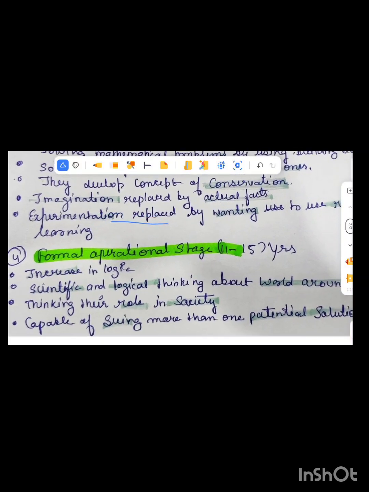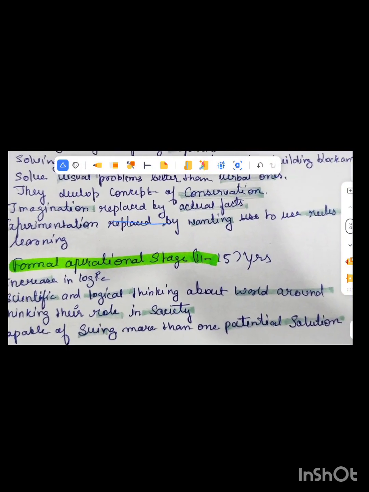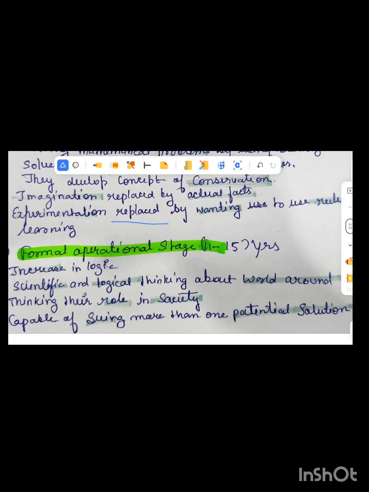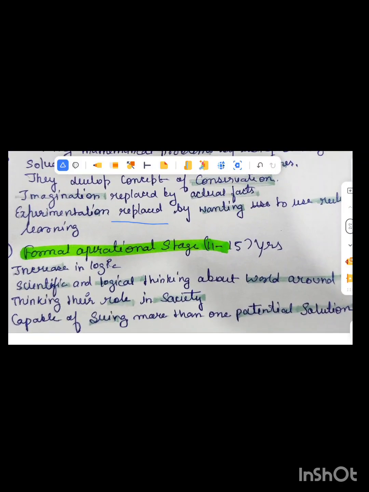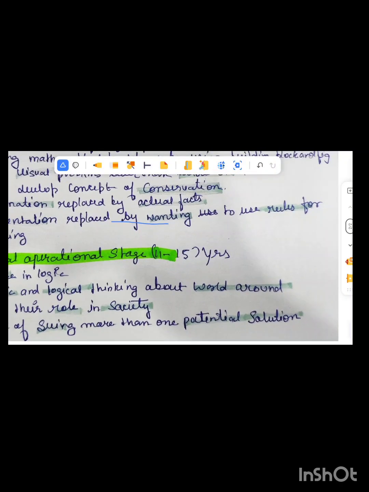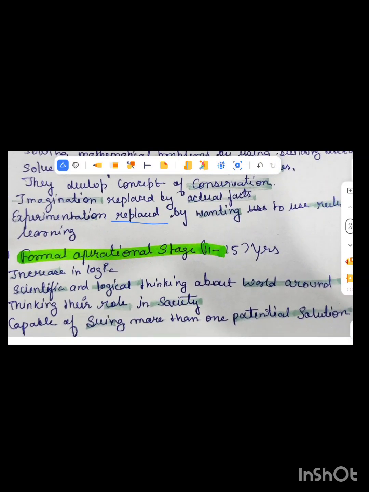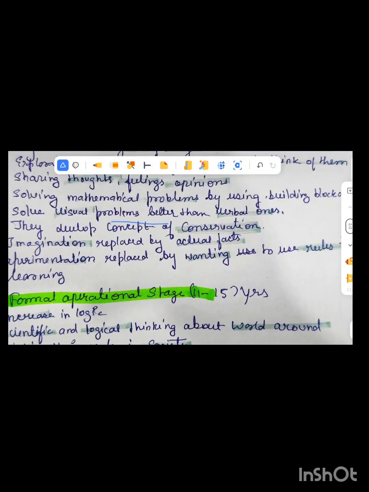Now the last stage is the formal operational stage, that is 11 to 15 years. Here the logic of the child increases, and the child starts thinking in a scientific and logical way about the world around him. He starts exploring the world in more different ways. He starts thinking about his own role in society. This is a stage where the child is capable of seeing more than one potential solution. He starts exploring things in different manners. Okay, these were the four stages of Piaget's theory of cognitive development.